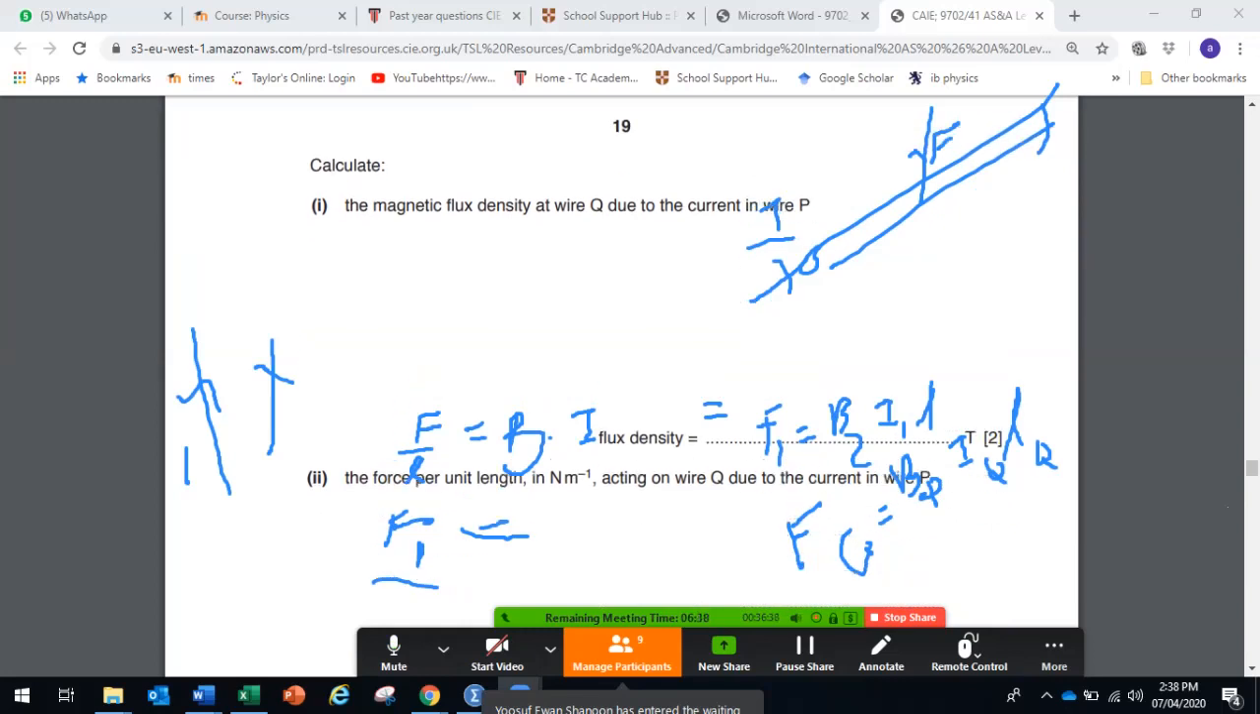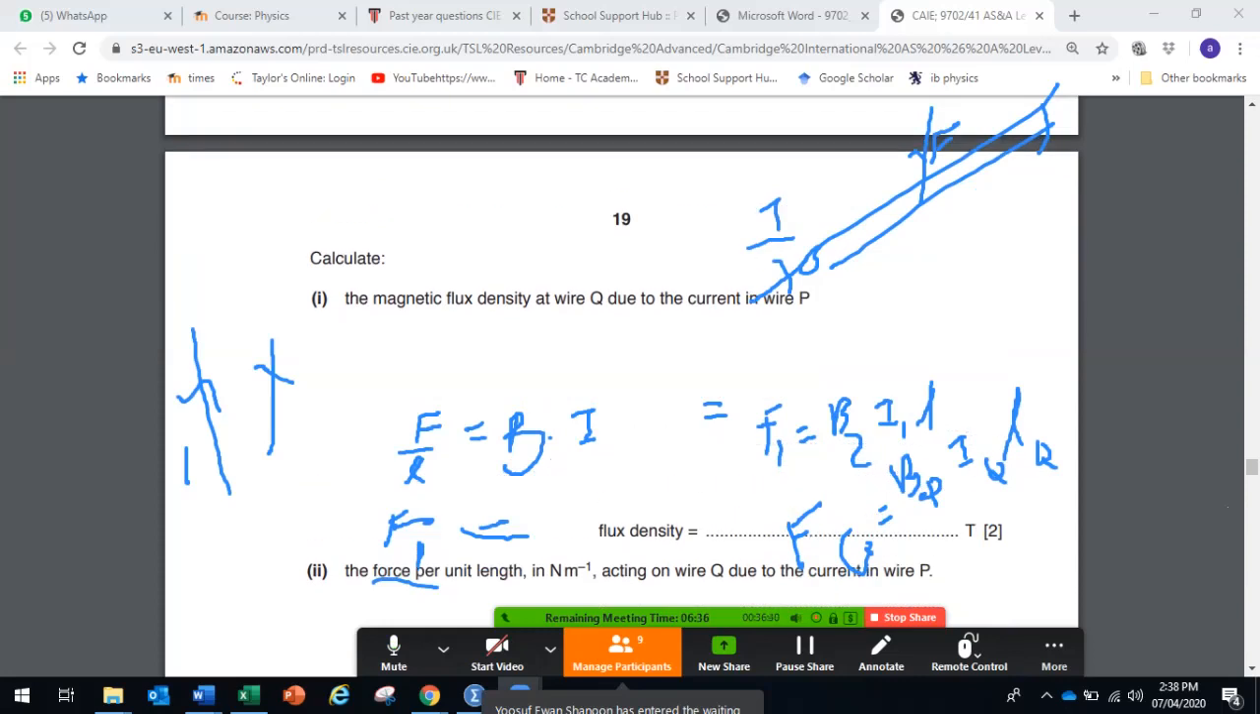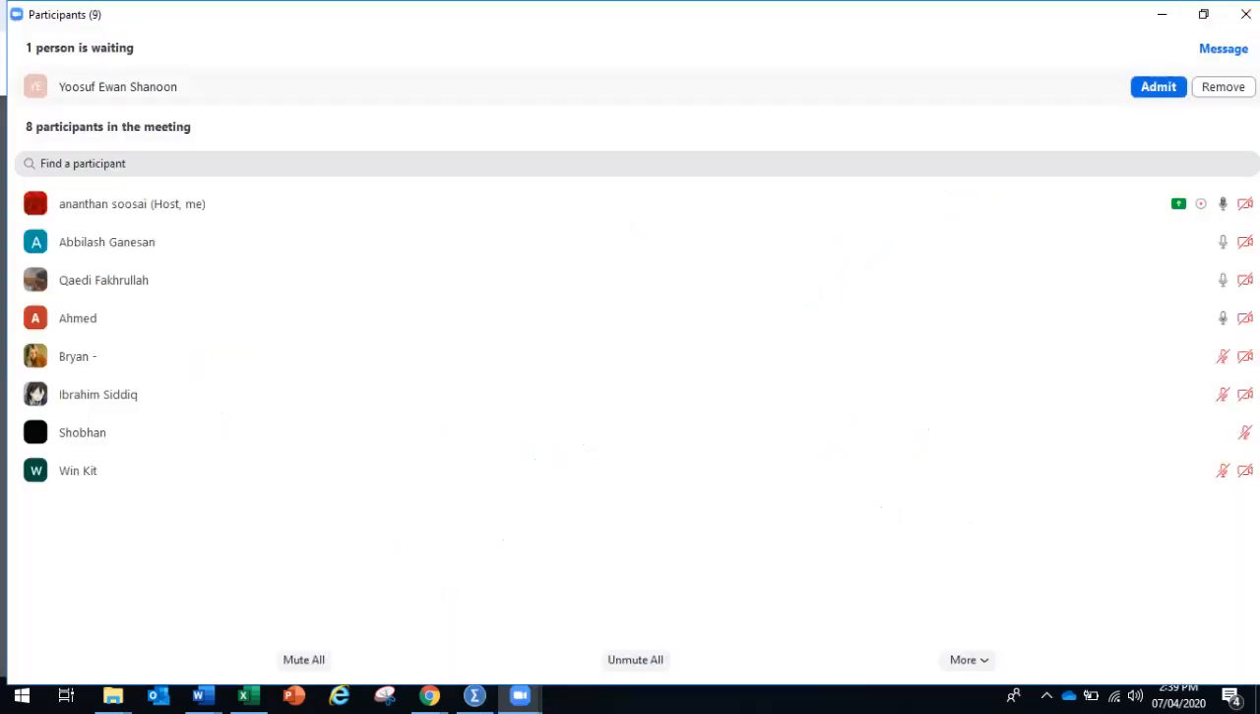I want to enter. Joseph, I want to show one. The magnetic flux density at Q due to current in P. Yes, sir. Yusuf wants to enter. Oh yeah, who's that? Yusuf. Oh, Yusuf. I don't know. Even Fizz got kicked out. I don't know why.